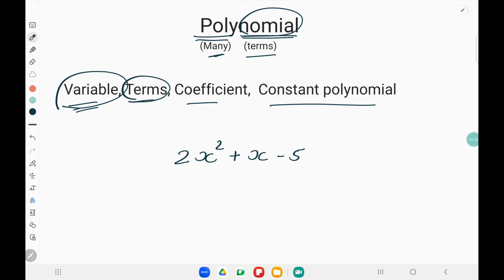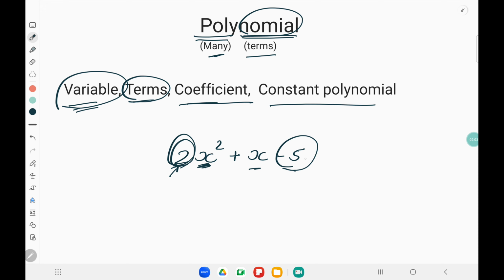Okay, now coefficient. What does coefficient mean? Coefficient means the number right in front of the variable. Whatever letter we have in a polynomial, whatever number is in front of that letter, we call the coefficient. So here, this 2 is a coefficient. This variable x has no number in front of it, so we consider it as 1, which is invisible. So the second term has a coefficient of 1 and this one we call the constant term.